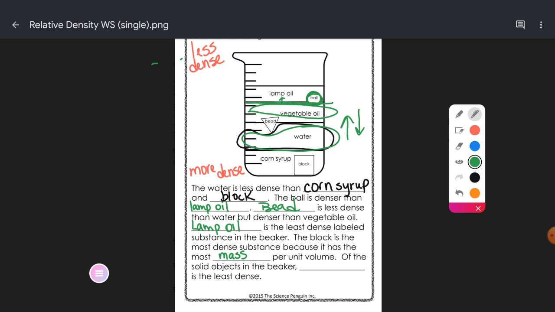Of the solid objects in the beaker, and again it says solid objects, blank is the least dense. So least dense is at the top. Kendall, what object is at the top? The ball. Okay, hopefully you understand density a little bit better than you did when you first did this half sheet. Okay, I'm going to get rid of this.